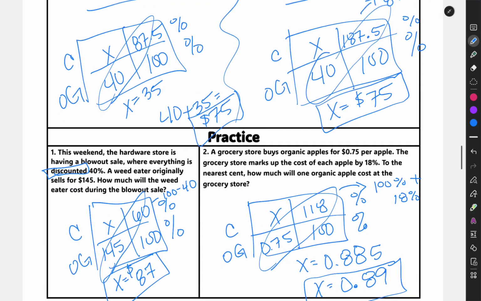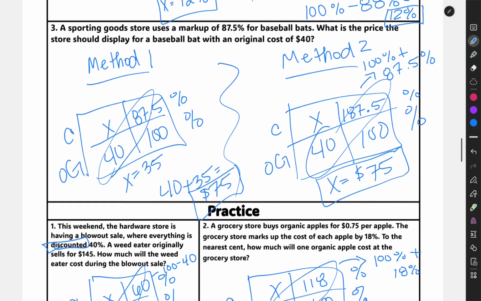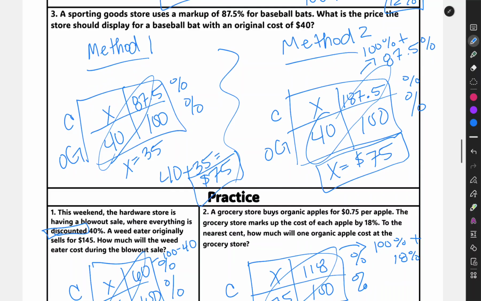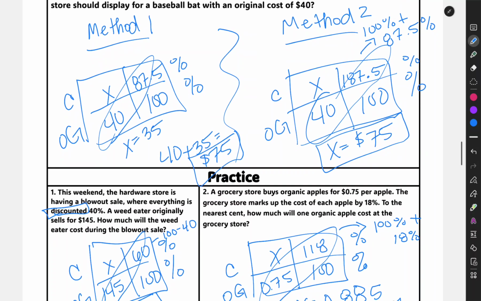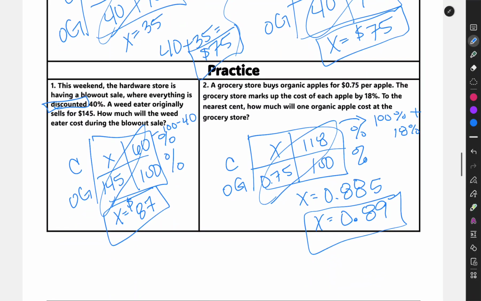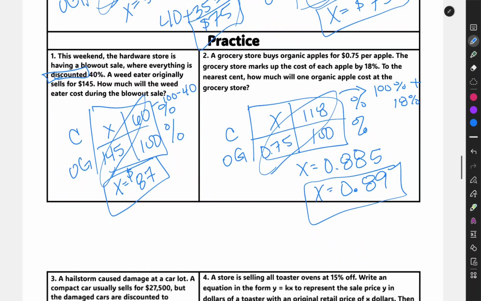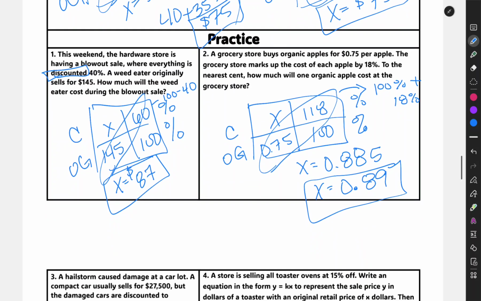Alright, so these are the answers you should have gotten. So for number 3, you should have gotten $75 for the new cost of the baseball bat. Number 1, you should have gotten $87 after the discount. And number 2, you should have gotten 89 cents for the apples after the markup.